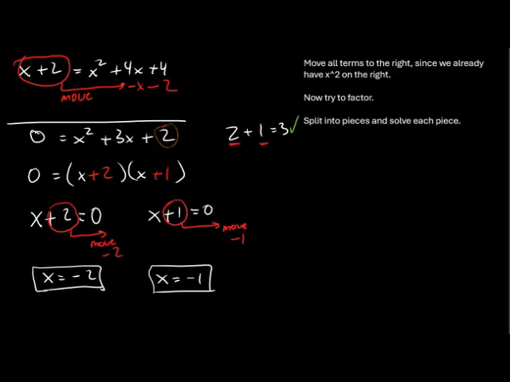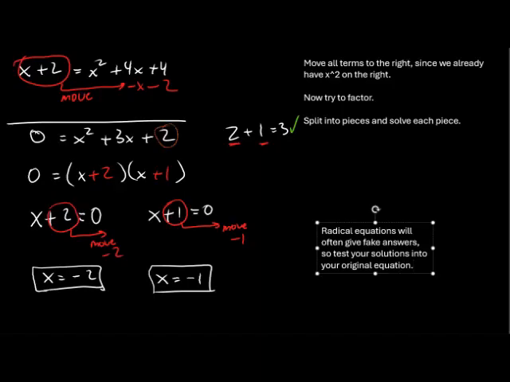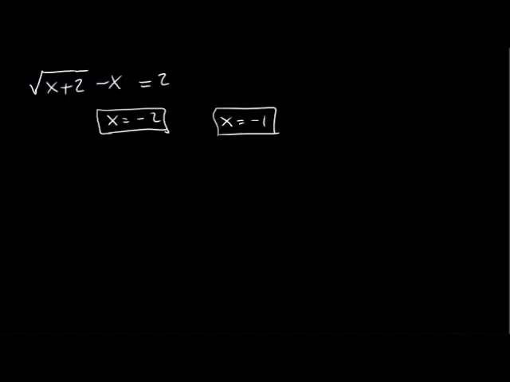In a radical equation, it is critical to test your solutions back into the original equation and make sure that they work. Radical equations will oftentimes give fake answers. We'll do that on the next page. First, we'll try negative 2. We will place negative 2 everywhere we see x.